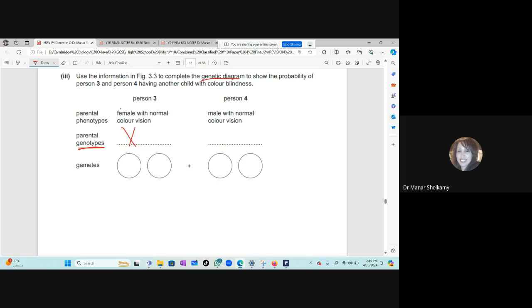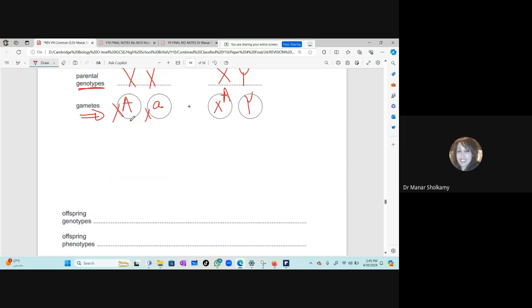So she is XX, A capital, a small. And is this male XX or XY? XY. XY, A capital on the X. Very good. Please leave the Y alone. Don't put any alleles on the Y. Now, what are the gametes here? X A capital, X a small. Yes. Okay. X A capital, and just Y. And then you will do a Punnett square and you will get the probabilities exactly like this.